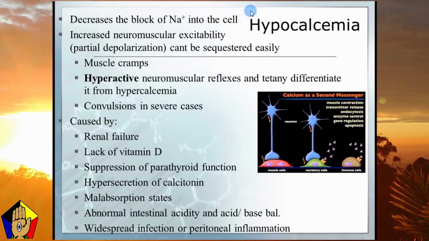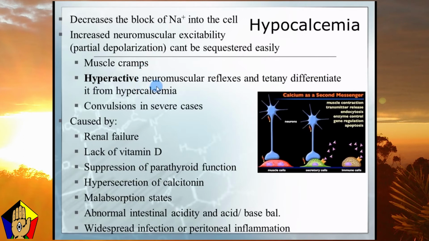And just the opposite, hypocalcemia. Remember, without the calcium, there's less block to sodium, so sodium moves into cells faster. So you see increased neuromuscular excitability, so increased depolarization, right? You start seeing muscle tetany, muscle cramps, right?